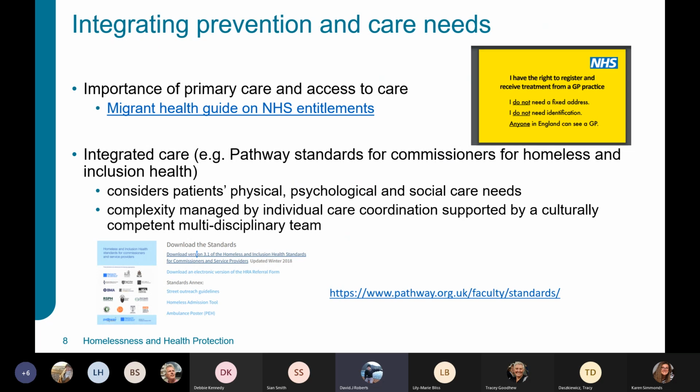And when we think about care, it should be integrated, and Pathway produces standards for commissioners, services for homeless and inclusion health populations, and considering patients' wider needs, their physical, psychological and social care needs, and how their complex care can be managed well and in a culturally competent way. So care should be integrated, and for example, you shouldn't just be offering BBV, bloodborne virus testing, but also you have to think about linkage to care, harm reduction if there's risky behaviours, and also wider social care needs that may contribute to a person recovering well.